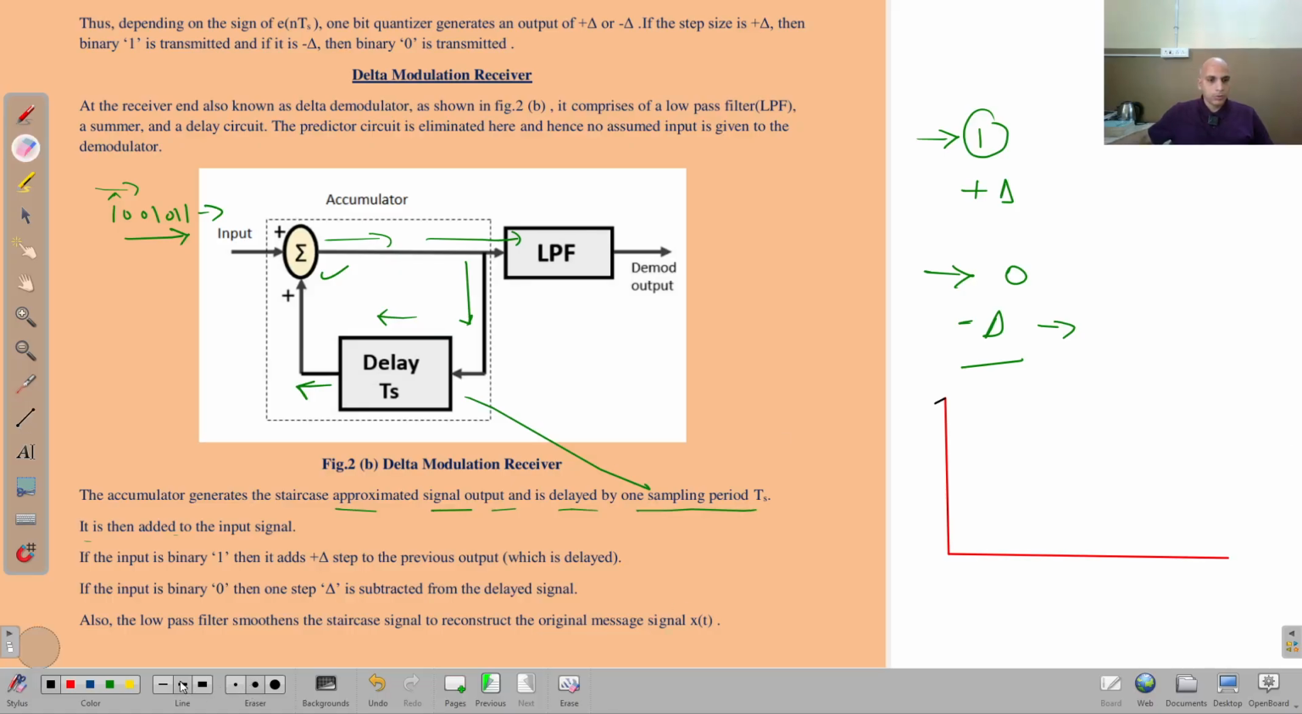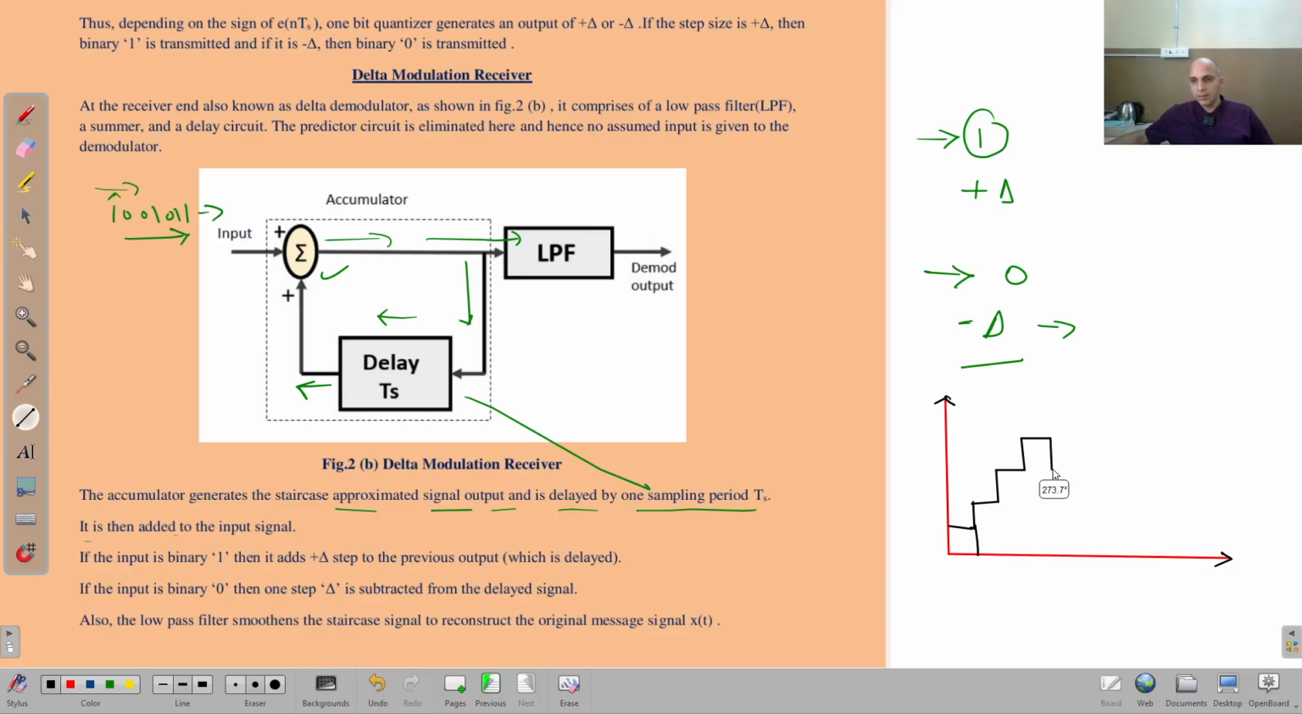This is the output approximated waveform, that is the staircase waveform. As I told you, initially it is plus delta, then again plus delta, again plus delta, right? Then again plus delta. In this way, it is again plus delta, then plus delta again, right? So you are getting a staircase waveform.